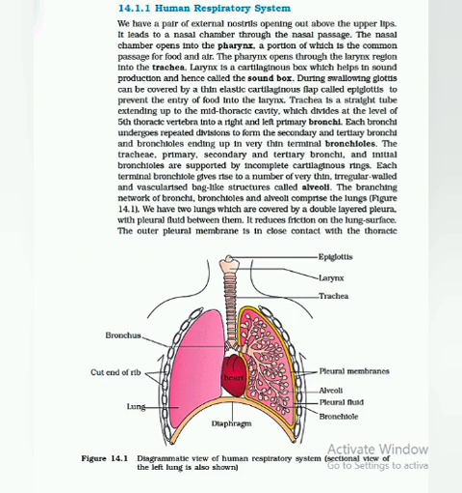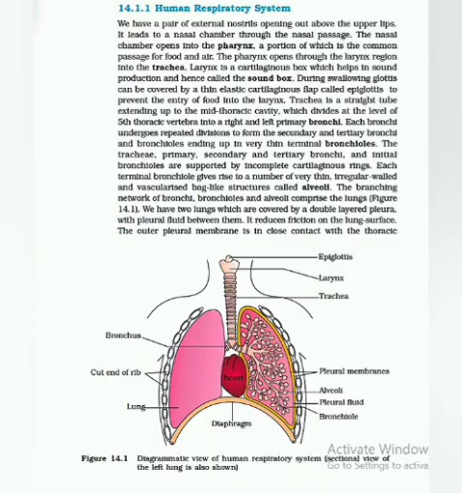Human respiratory system. We have a pair of external nostrils opening out above the upper lip. It leads to the nasal chamber through the nasal passage. The nasal chamber opens into the pharynx, a portion of which is the common passage for food and air. The pharynx opens through the larynx region into the trachea. Larynx is a cartilaginous box which helps in sound production and hence is called the sound box.